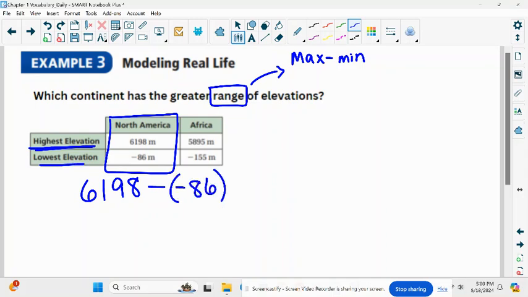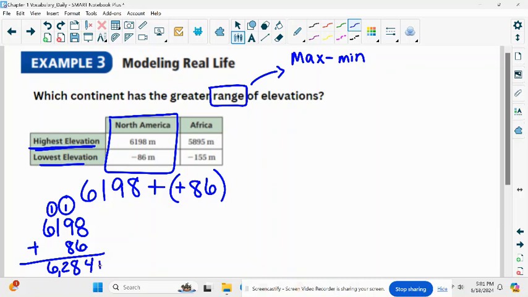Following our rules, we're going to change subtraction to addition and change the sign of the second term. So now we have 6,198 plus 86. 8 plus 6 is 14, carry the 1, 10, 8, 18, 2, 6. So I get 6,284 meters as the range of elevation for North America.